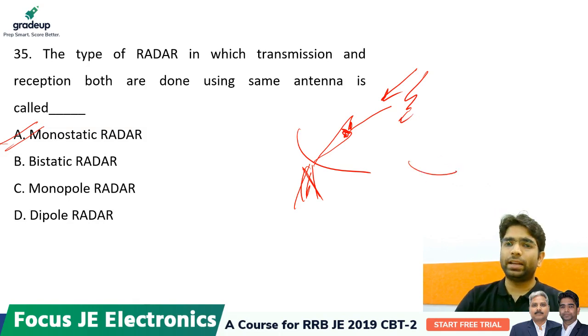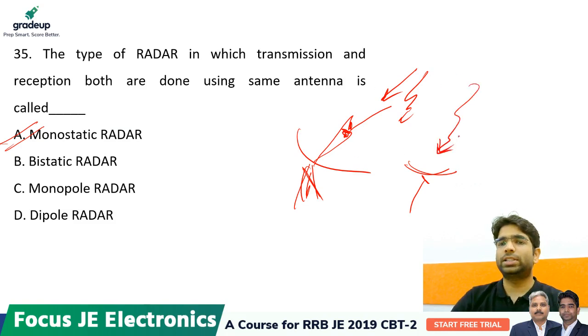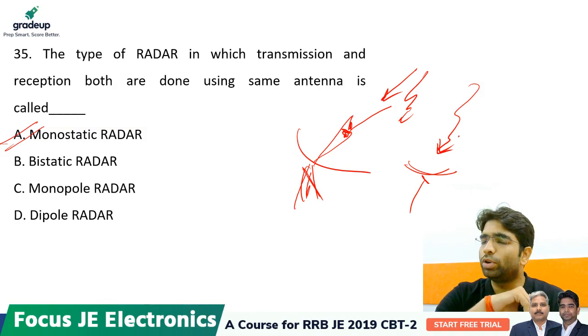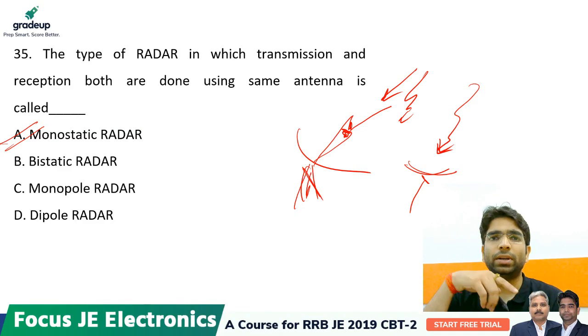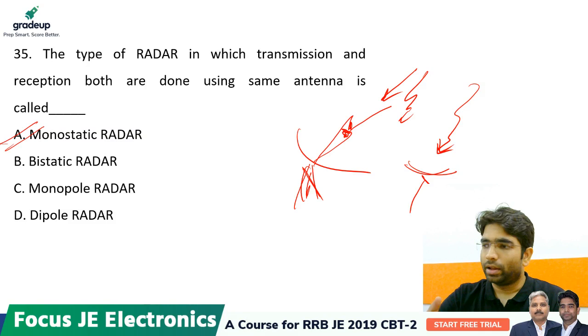In bistatic, bi means two. One antenna is used for transmitting and the other antenna is used for reception. In monostatic radar, the same antenna is used for transmission as well as reception, but in bistatic radars, two different antennas are used for transmission and reception.